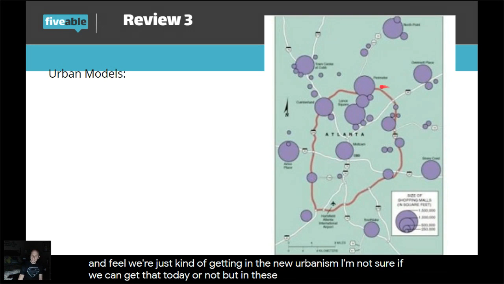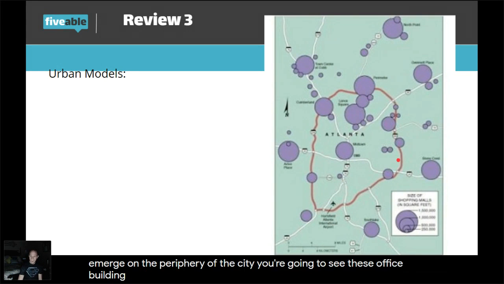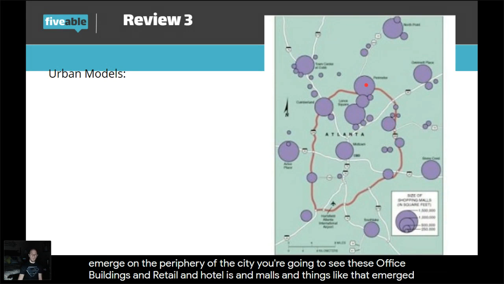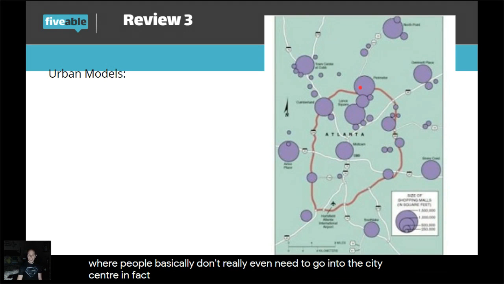But in these edge cities that started to emerge on the periphery of the city, you're going to see office buildings and retail and hotels and malls and things like that emerge, where people basically don't even need to go into the city center. In fact, some of these edge cities act and operate like cities in and of themselves.